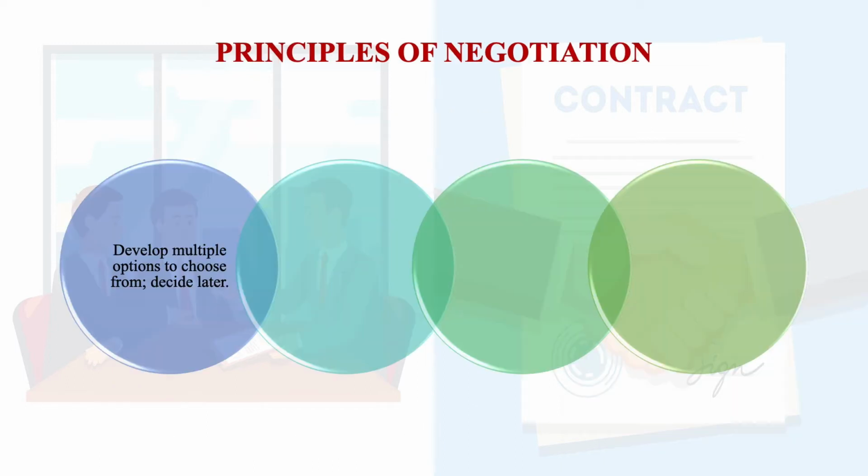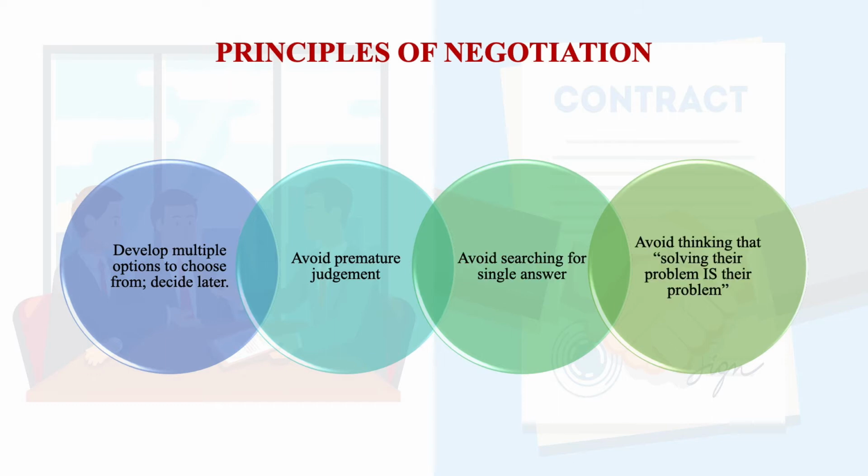Now let's talk about the principles of negotiation. Before we start the process of negotiation, there are certain principles that need to be kept in mind. Number one, developing multiple options to choose from and then deciding later. Avoiding premature judgment. Then avoiding searching for a single answer and avoiding thinking that solving their problem is their problem. You've got to own it as your own problem before starting the process of negotiation.